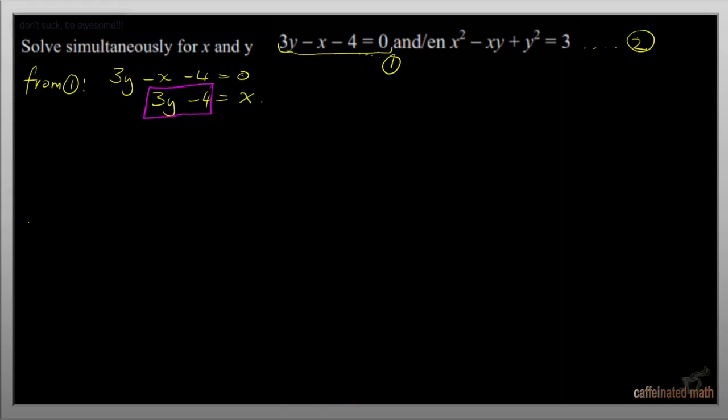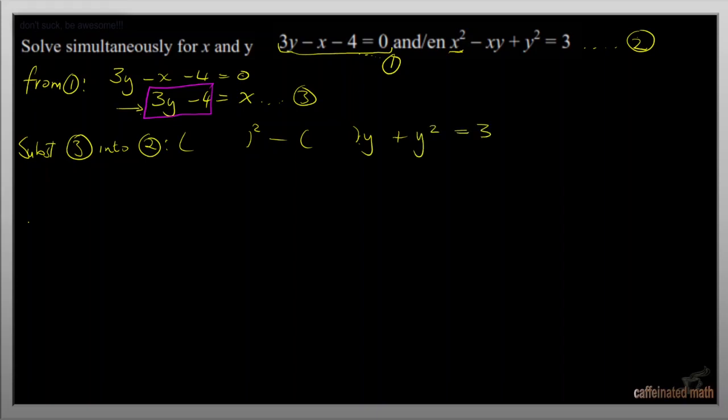Because I am going to label this equation number 3, and then I give myself the instruction to substitute equation 3 into equation 2. So for that, everywhere where I see an x, I am just going to substitute that box into it. So that says x squared, so that's the bracket, minus a bracket, and then a y. Remember, these open brackets are for my substitution. And I have y squared, and that's all equal to 3.